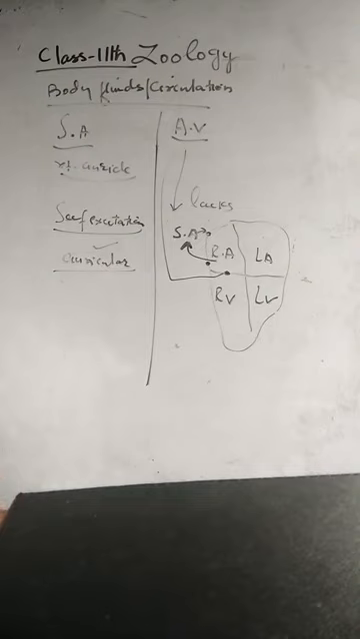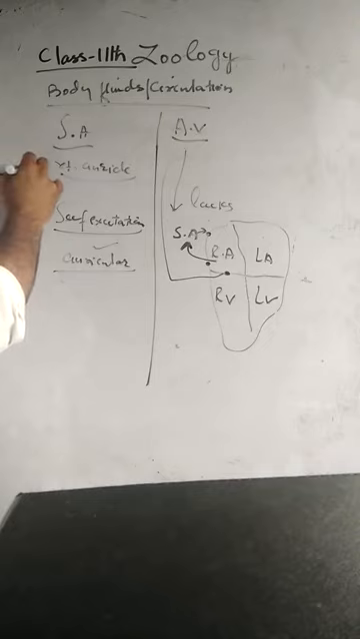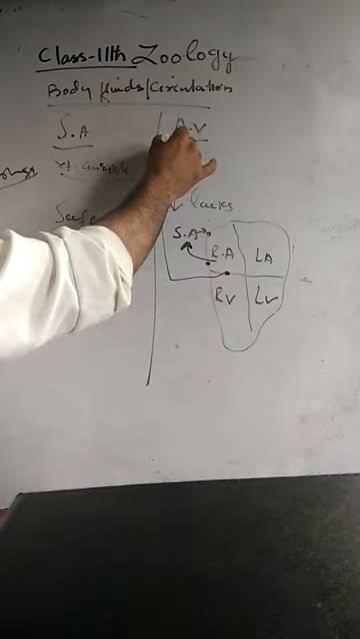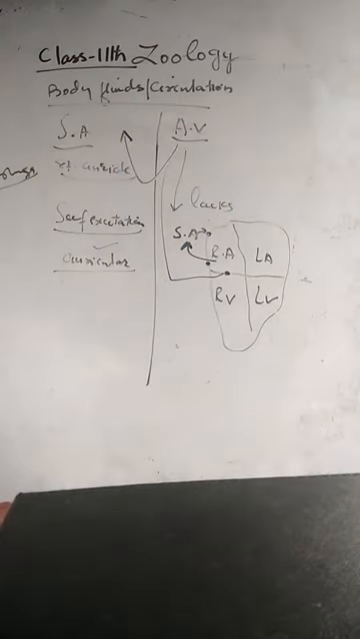One more point of difference is there. The sinoauricular node is controlled by the cardiovascular center present in the medulla oblongata, the hind part of the brain. But the auriculoventricular node is controlled by cardiac impulses reaching from the sinoauricular node. So the auriculoventricular node depends upon the sinoauricular node.